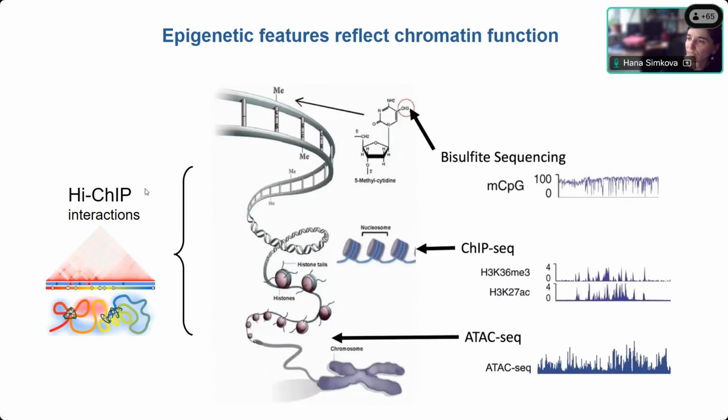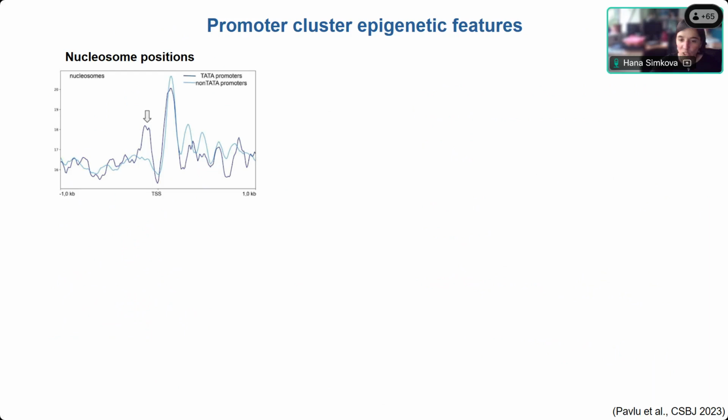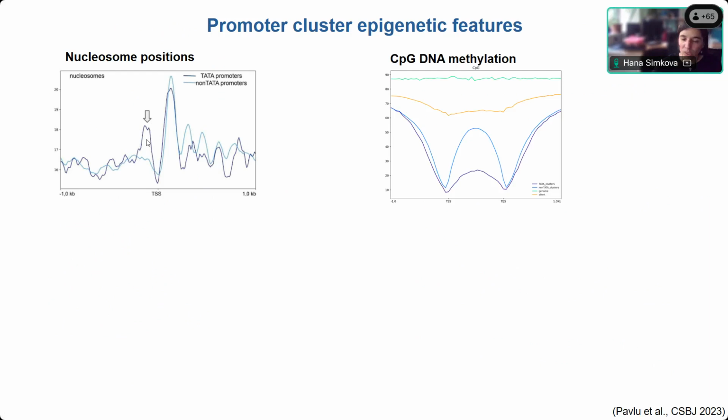So unsurprisingly, the promoter regions were of open chromatin. But when we looked at nucleosome positions particularly, we found that TATA box and non-TATA promoters are distinct in a minus one nucleosome position. TATA promoters have a very distinct minus one nucleosome. The DNA methylation was more or less the same, except for the CpG DNA methylation, which was almost triple at the non-TATA promoters.